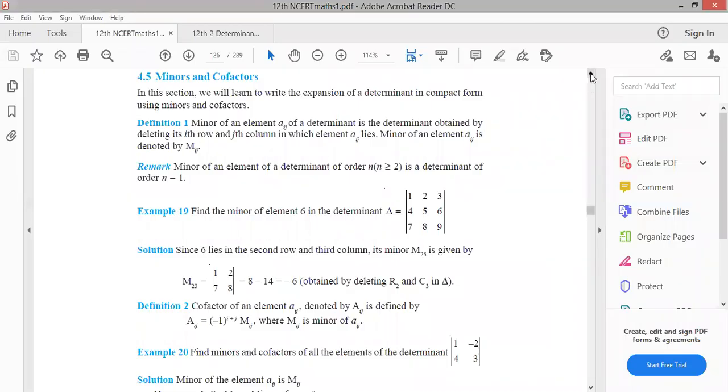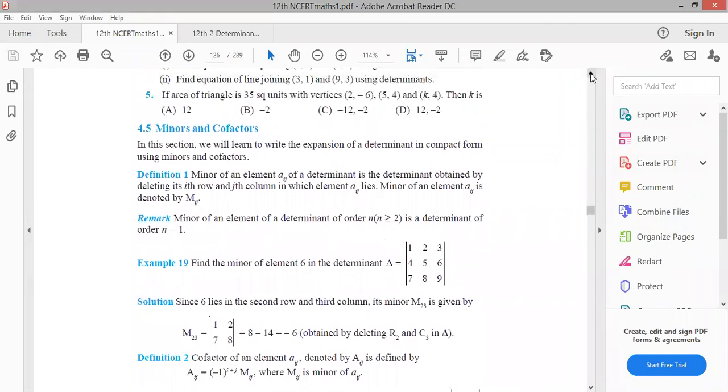In this class, we will be discussing one of the important concepts of the chapter determinants, that is minors and cofactors. First of all, we will define what is a minor. Before defining, let me make it clear that minor is associated with elements of determinants. For every element of a determinant, there's a unique minor and there's a unique cofactor.